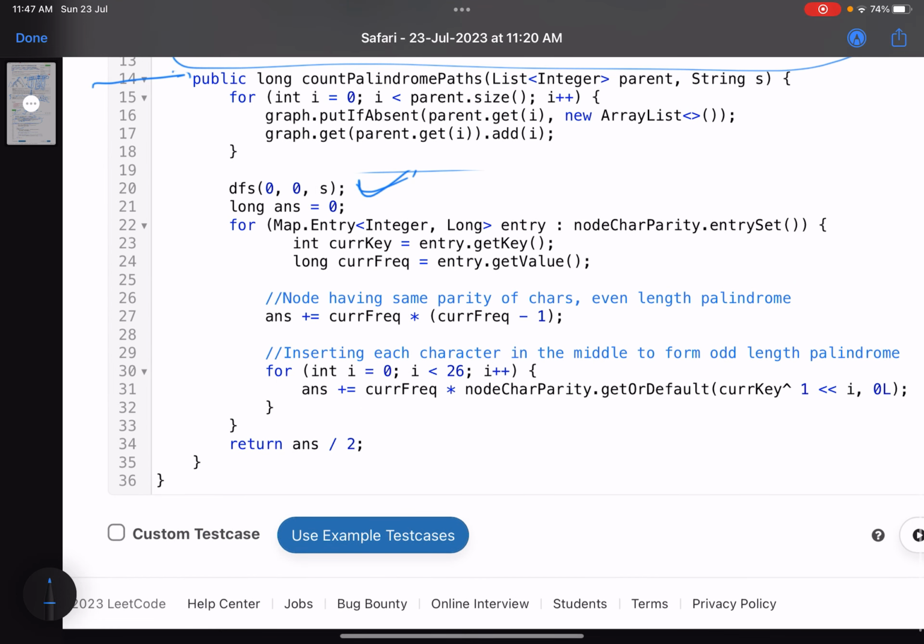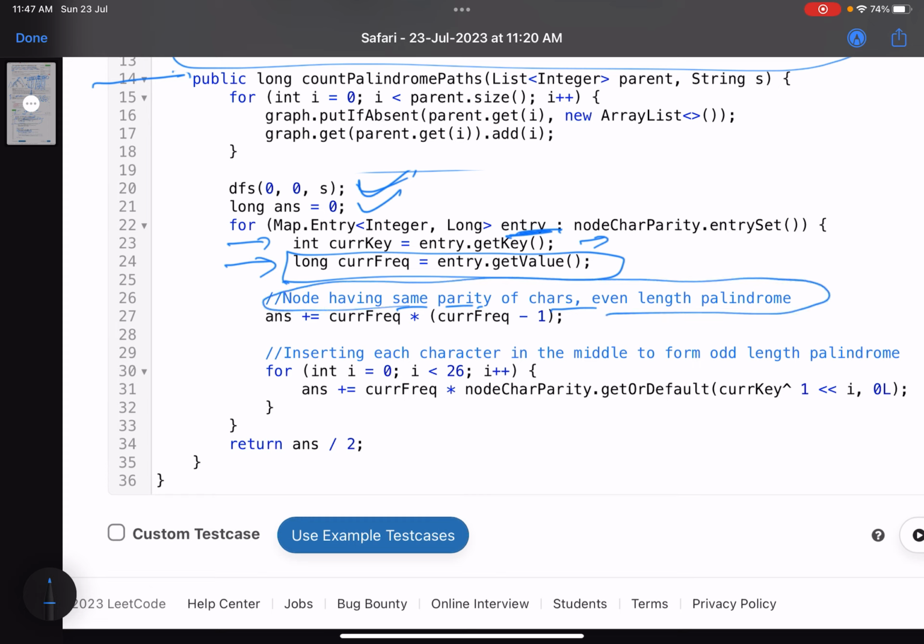Now let's compute the answer. Answer equals 0. Let's traverse our map. This is the current key, I mean the current mask, and this is the number of nodes having that mask. Now, nodes having the same parity of characters means even-length palindromes. The first case that we discussed: current frequency into current frequency minus 1, remember n into n minus 1 by 2? That's what we are doing. The current mask is being held by these nodes, so these nodes into these nodes minus 1.